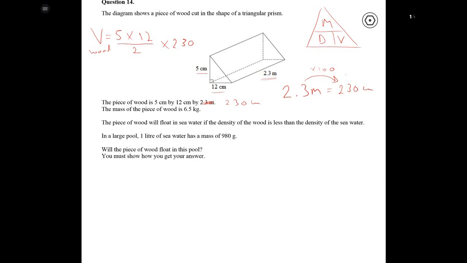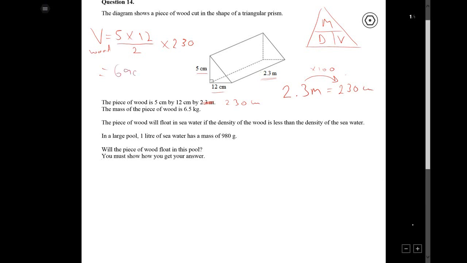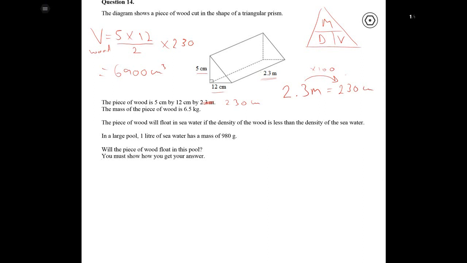Okay, so if I just grab a calculator, hopefully you had time to grab one as well, you're trying this. You can type all that in your calculator and you are going to get 6,900 centimeters cubed, because all these units are centimeters. So there you go, we get our final answer in centimeters cubed. Great. So we now have the mass of the piece of wood. We've got the volume of the piece of wood, so we can work out the density of it.